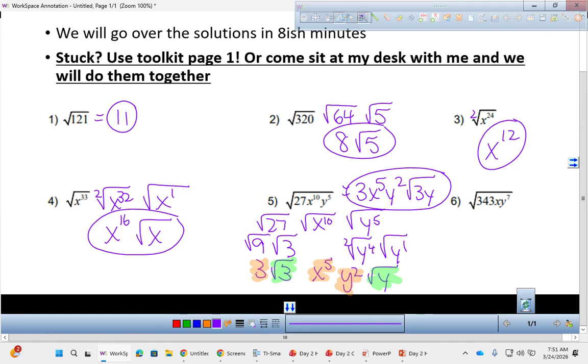All right, what about 343? What perfect square went into 343? 49. What was next to it? All right, so we've got root 49, root 7, or 7 root 7. I've got a square root of x. No exponent. What can I put?